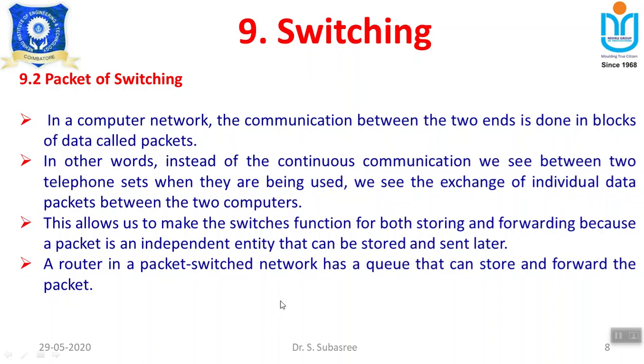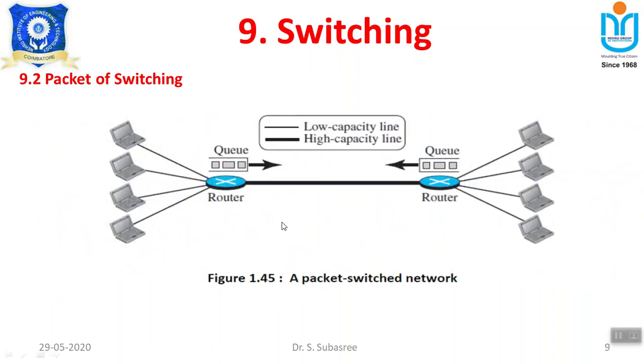So here a router in a packet switch network has a queue that can store and forward the packet. See here, assume that this is the router. So this router is acting as a switch. I told you these switches will have a capacity to store the information as far as packet switching is concerned. In circuit switching, the router doesn't have the capability to store. But in the case of packet switching, the router or switches will have the capability to store and forward. So why do we need this storing facility?